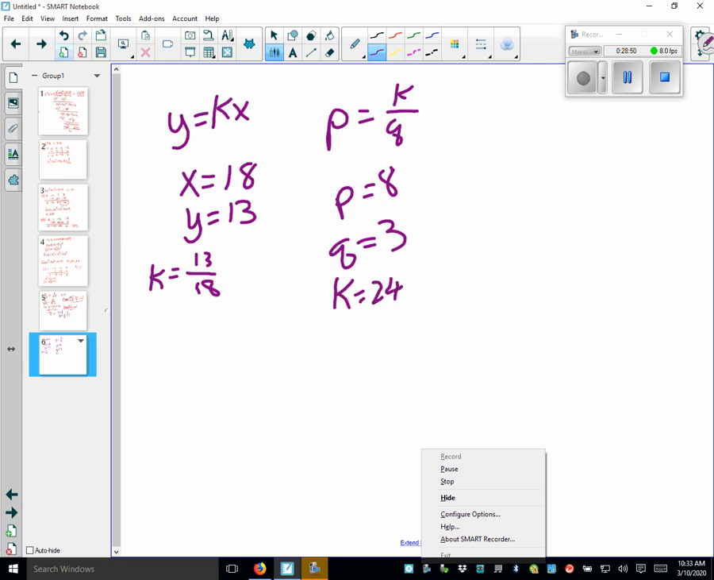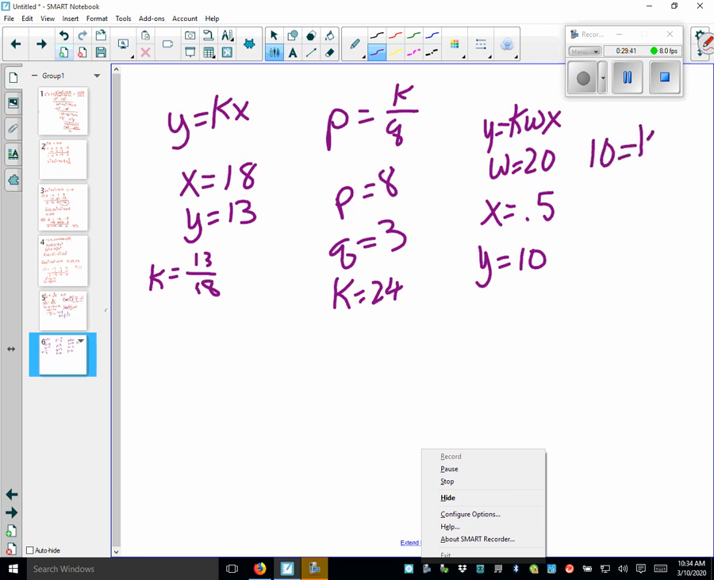Okay. And the last one says Y varies jointly as W and X. Does that mean Y equals K W X? Right? W is 20. X is 0.5. Y is 10. What is K? Does 10 equal K times 10? K is 1.